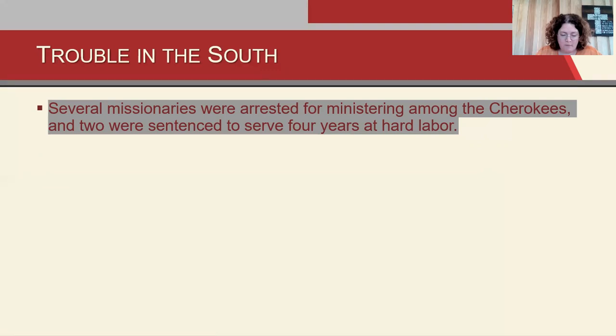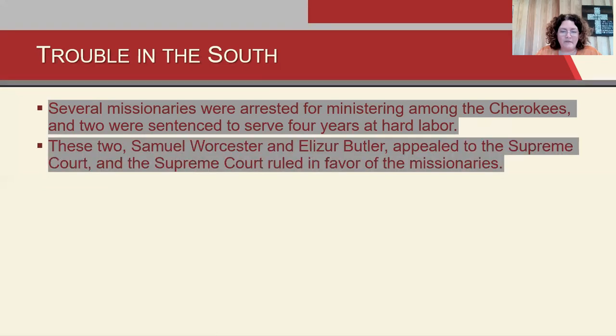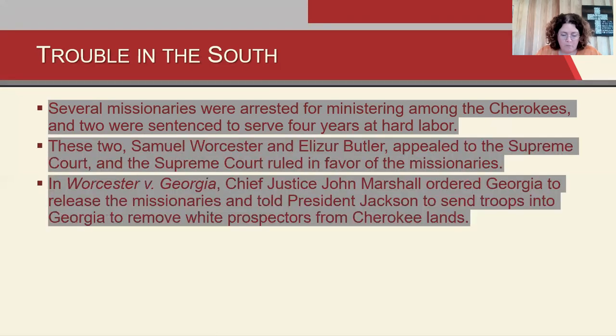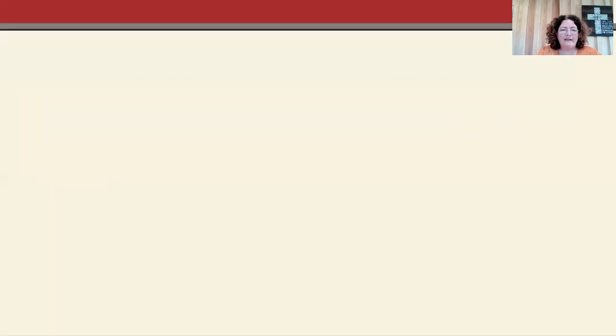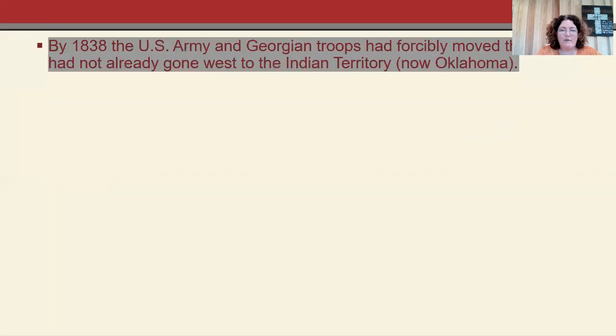They appealed to the Supreme Court, and the Supreme Court ruled in favor of the missionaries. In Worcester v. Georgia, Chief Justice John Marshall ordered Georgia to release the missionaries and told President Jackson to send troops into Georgia to remove white prospectors from Cherokee lands. But Georgia and President Jackson ignored the court. Jackson reportedly said, "John Marshall has made his decision, now let him enforce it." In which we know that the Supreme Court has no way of being able to enforce their opinions.